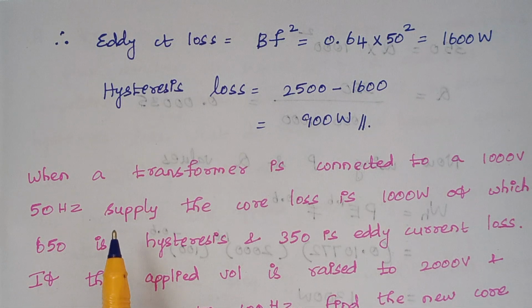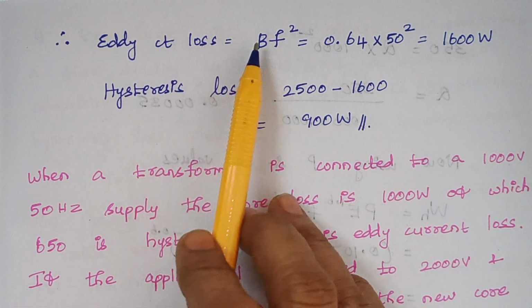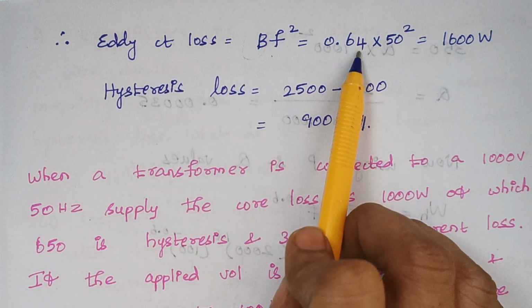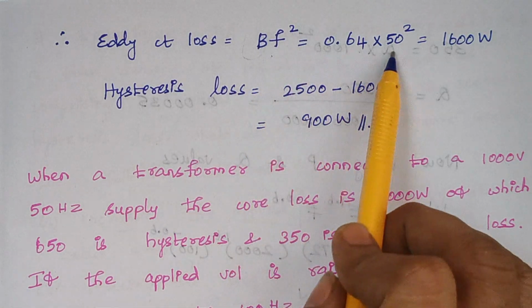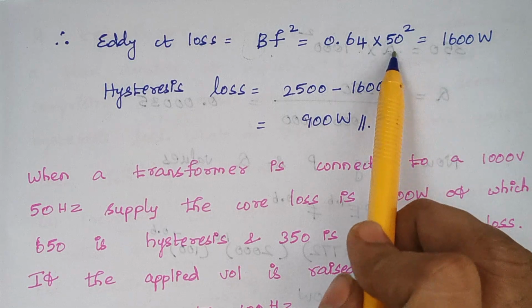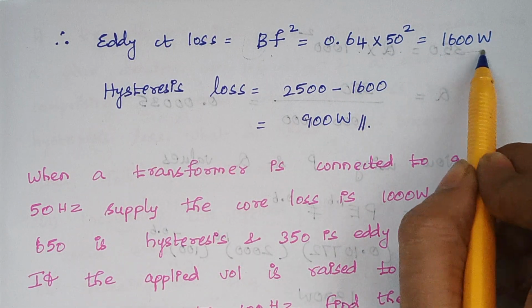So here we need to find the eddy current loss. Eddy current loss is represented by B into F square, right? So the value of B is 0.64 and the normal frequency is 50 Hertz. So 0.64 into 50 squared gives the value of eddy current loss, which is 1600 watt, right?